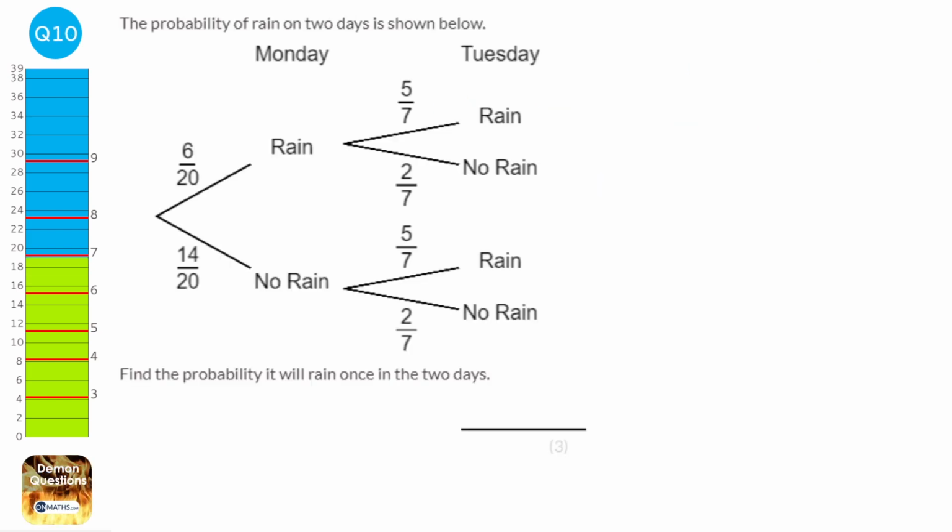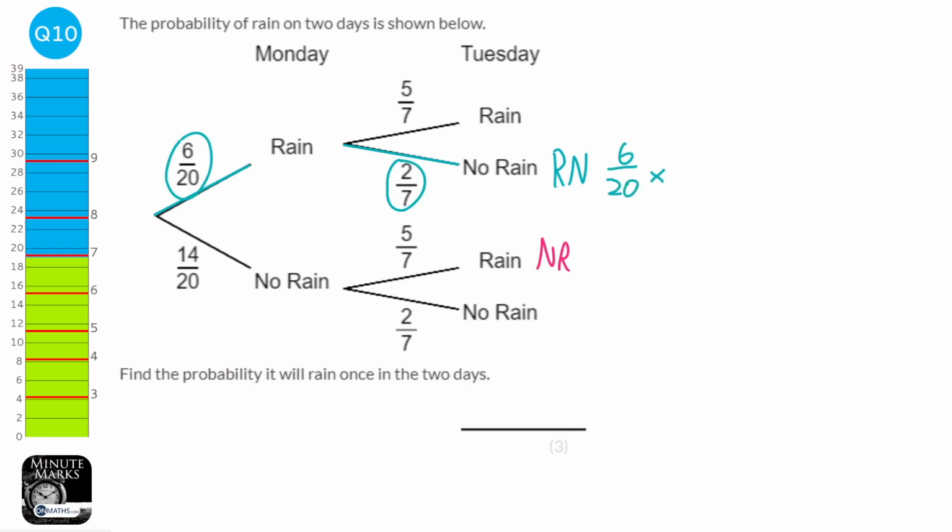So there are two outcomes that it will rain once in the next 2 days: rain and not rain, and not rain and rain. To work out the probability it will rain on Monday and then not rain on Tuesday, what you're going to do is just multiply 6 over 20 by 2 over 7. So 6 over 20 times 2 over 7, and that will give us 12 over 140.